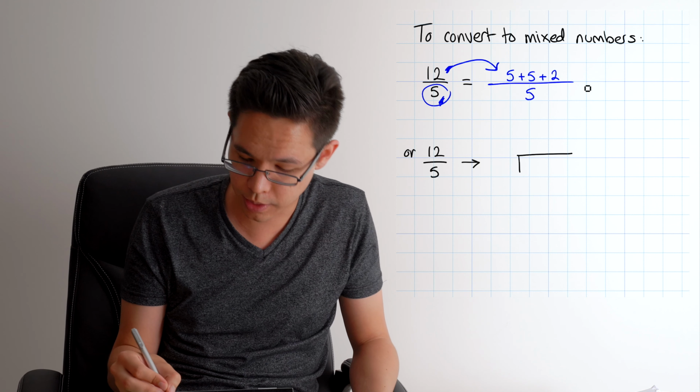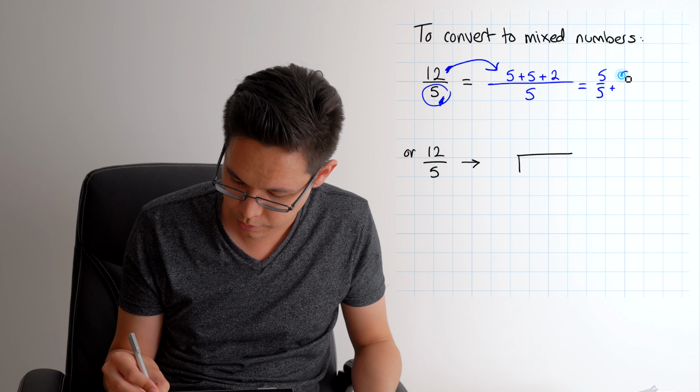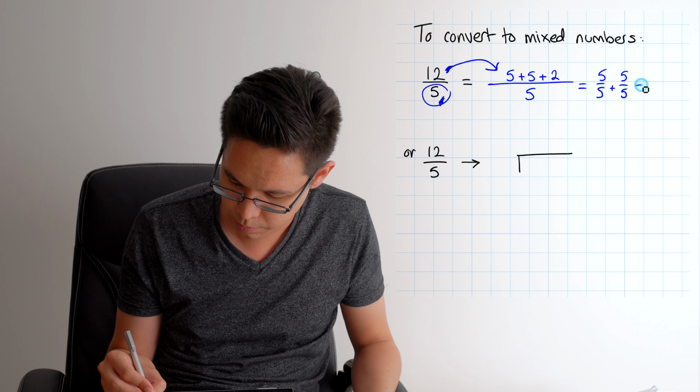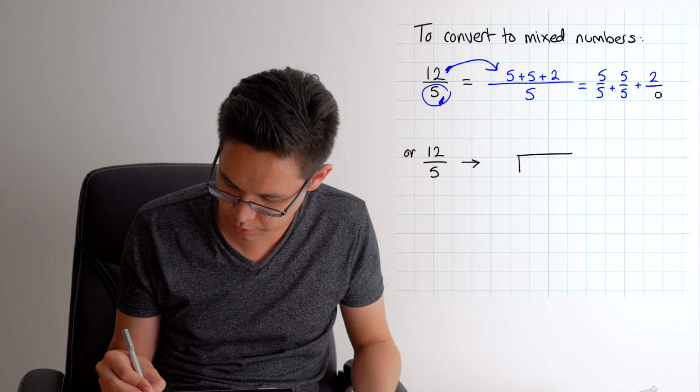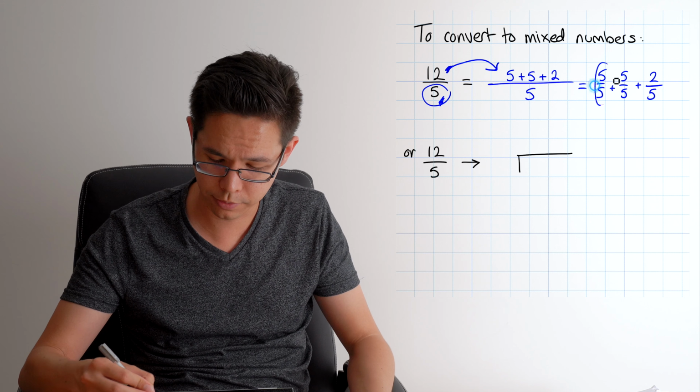Now, that is going to be the same thing as 5 over 5 plus 5 over 5 plus 2 over 5. Now, of course, 5 over itself gives you 1. That also gives you 1, so a total of 2 and 2/5. So that's the answer, the conversion.